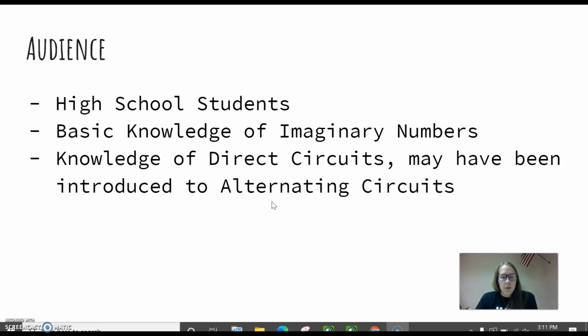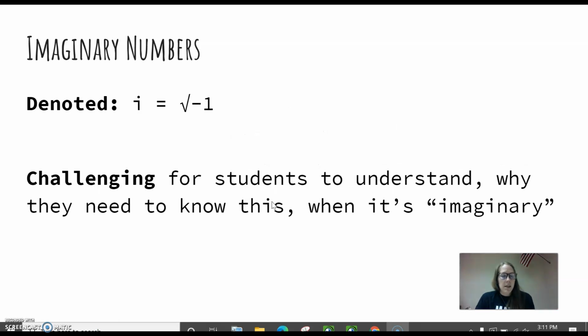First, just some basic knowledge of imaginary numbers that I expect the students to know. They should know that i is denoted as the square root of -1, and i squared then is -1. This is a challenging concept for students because we constantly hear, oh, it's an imaginary number, this isn't important in the real world, when am I going to use it? So coming up with alternating circuits and currents to use, I thought, hey, it's another class that they can see how it's used outside of math class. So in their physical science classes, working with complex or imaginary numbers.